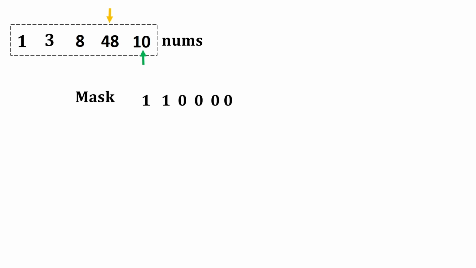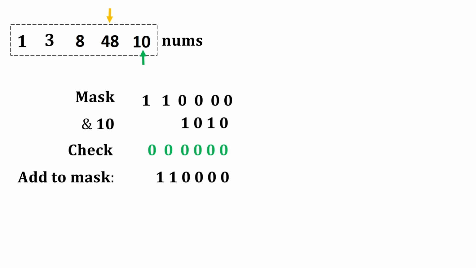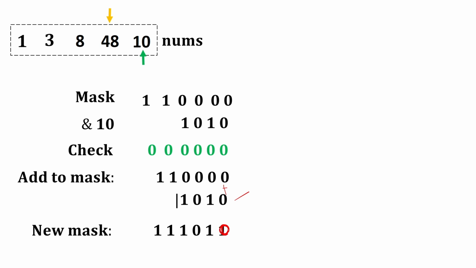Now see, can you add a 10? See, now there are no set bits that are clashing in any of the positions. That means you are safe to add a 10 in your subarray. The check has passed. So just add it to your mask. How do you add? You take an OR. So 0 plus 0 gives you a 0. That gives you a 0. 1 plus 0 is 1. 0 plus 0 is 0. 1 plus 0 is 1. 1 plus 0 is 1. 1 plus 0 is 1.